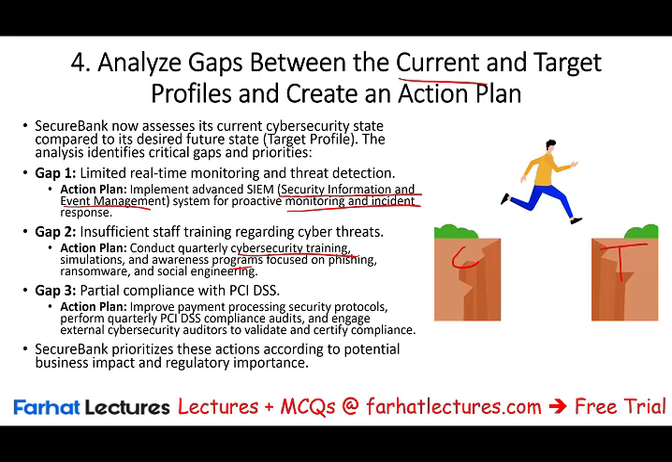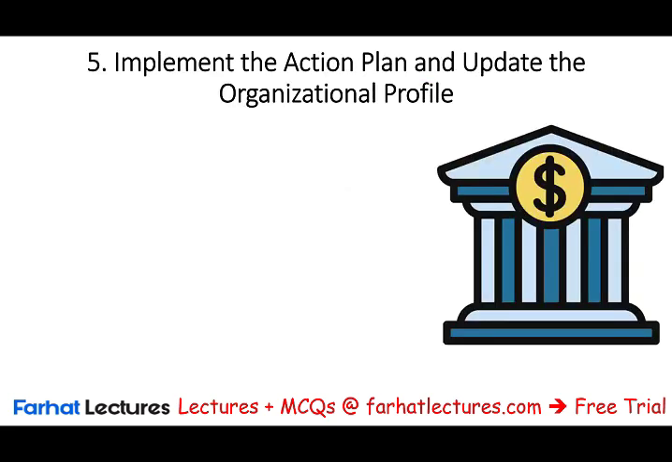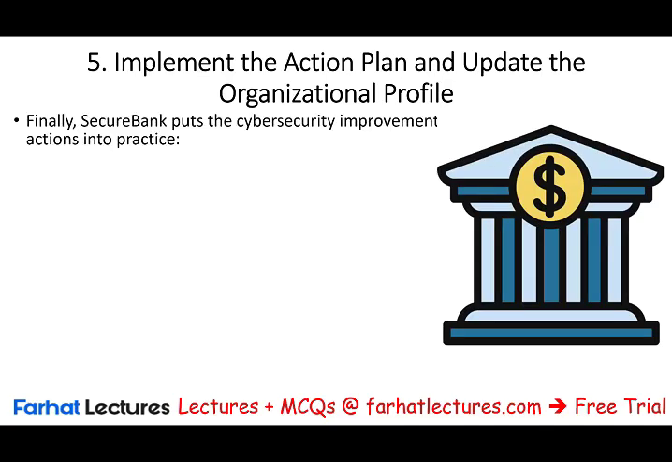So what we did here, Secure Bank prioritized these actions according to potential business impact and regulatory importance. So now we know what we need to do to go from the current to the ideal target profile. Then what do we do next? You guessed it. We're going to implement the action plan and update the organizational profile.